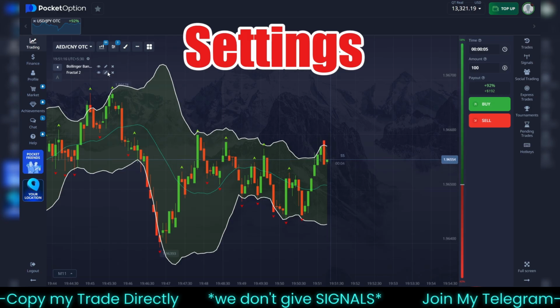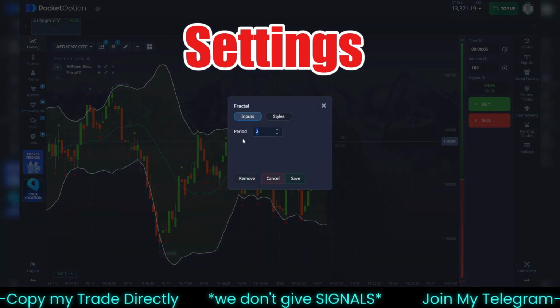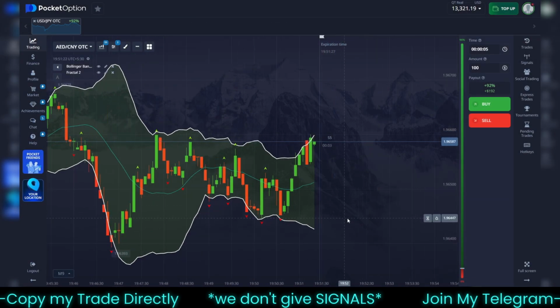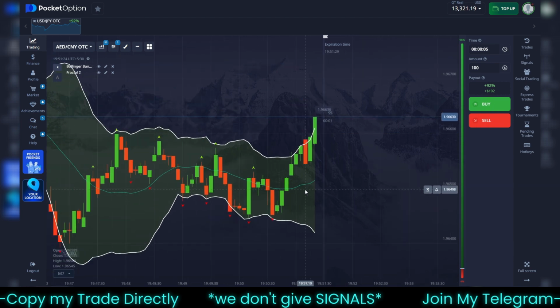Now come to the fractal indicator and keep its period as 2 only. Come to style and keep the colors as default and then save this. So these are the settings which you have to use.